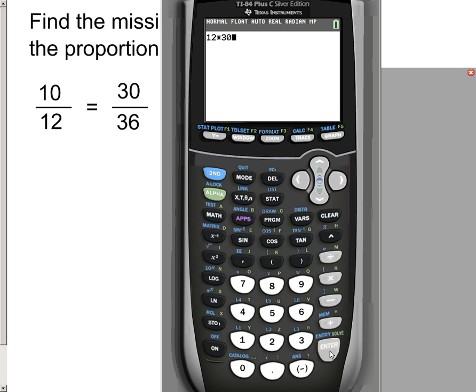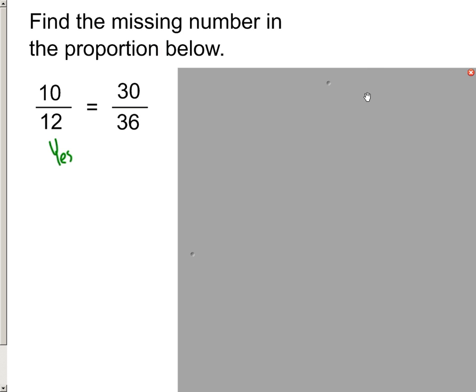So we pull up the calculator here. 12 times 30 is 360, and 10 times 36 is 360 also. So yes, this is a proportion. We've proven it two different ways. You only need to prove it once, but I just like to keep showing you two different ways so you feel a bit more comfortable with it.